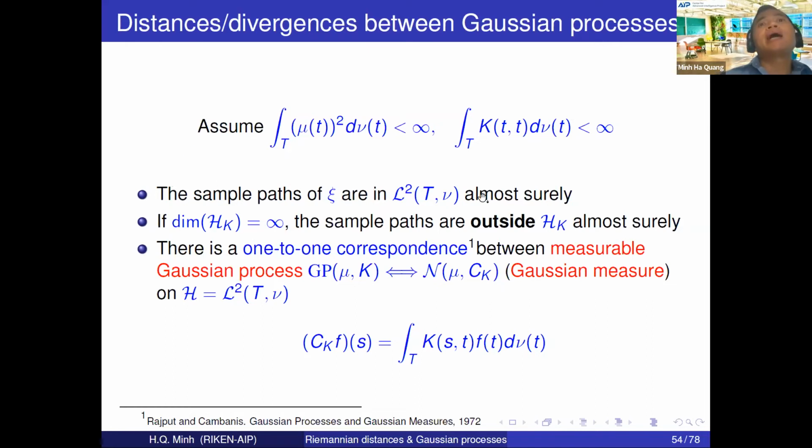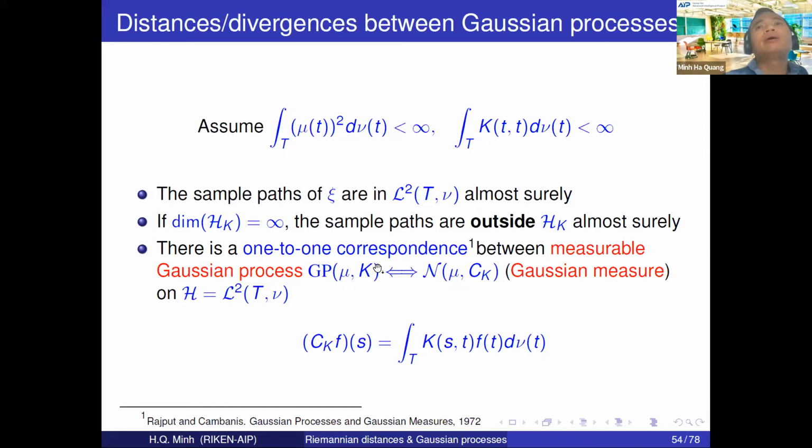The sample paths of the Gaussian process lie in L2(ν) almost surely, so they are square integrable almost surely. And that's a one-to-one correspondence between the Gaussian processes GP(μ, K) and the Gaussian measures with mean μ and covariance operator C_K on the Hilbert space H equal to L2, with the covariance operator being just the integral operator with the kernel K. So that's a one-to-one correspondence between Gaussian processes and Gaussian measures.